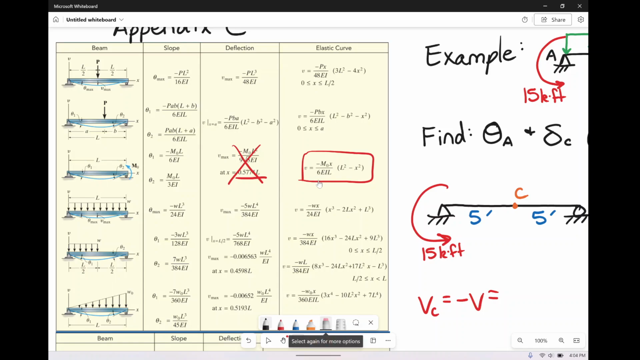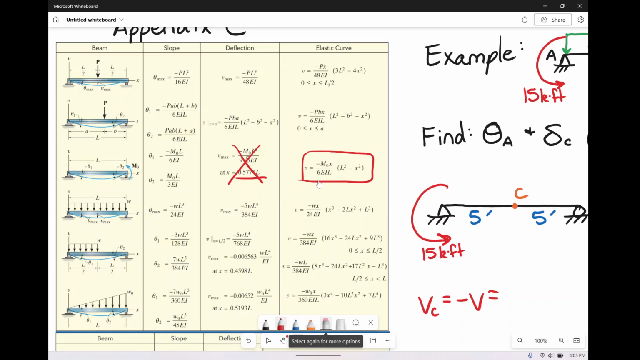But when you're looking at these equations, you have to look at where we're measuring x from, and it's always from this left point over here. If you notice, we have the vertical axis of deflection and the horizontal axis of x, and they intersect at that left point in every single picture. So the distance x in all of these equations is always measured from this left side. But for our case, it's really nice because 5 feet is the same in both directions.